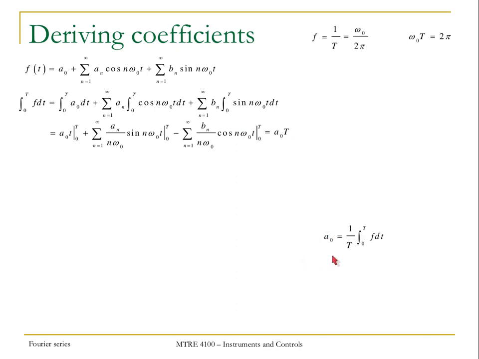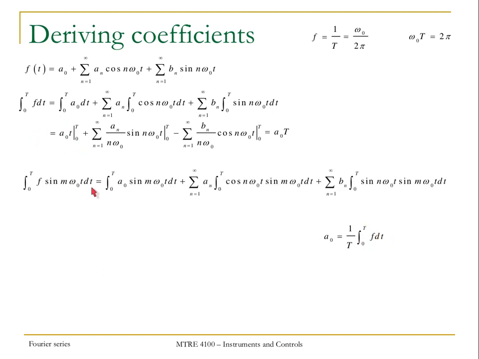And that's where we get the equation that a naught is 1 over T times the integral from 0 to T of f dt. Now we can do a similar process for the next coefficients, except this time we're going to multiply both sides of the equation by sine m omega naught t, and then we'll take the integral from 0 to T. That's what we have here, and this term is similar to what we had up here.